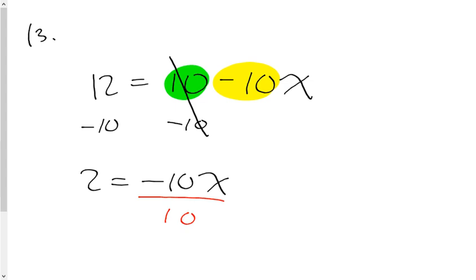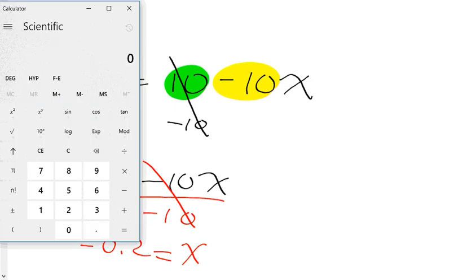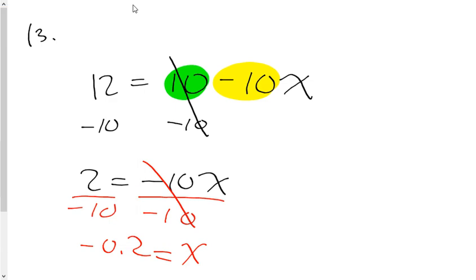Divide both sides by -10, and x will equal -2/10, or -0.2. Of course, you could have got that if you just went 2 divided by 10. Bob's your uncle, right? A positive divided by negative is negative.